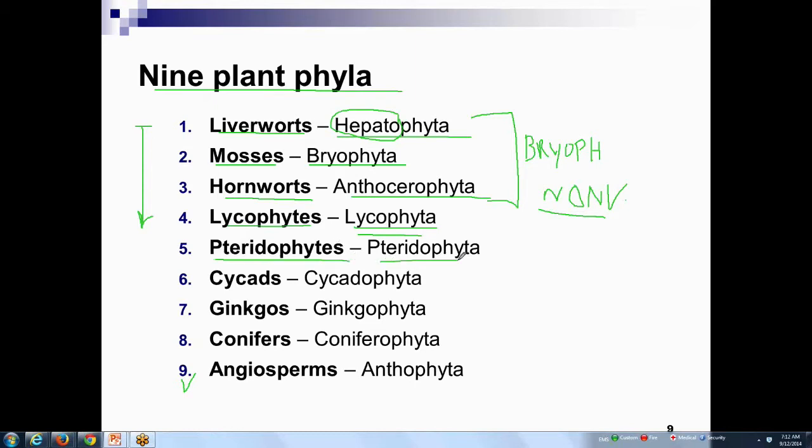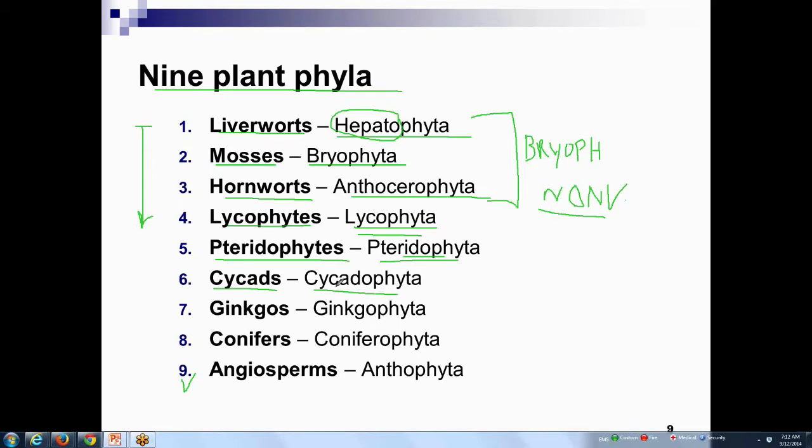Pteridophytes are your ferns. Ferns are fairly diverse, fairly successful. They've been around a whole lot of time. Most biologists would say they started showing up 300 plus million years ago, and they certainly would have been around during the age of the dinosaurs. Then we get to the cycads, Cycadophyta.